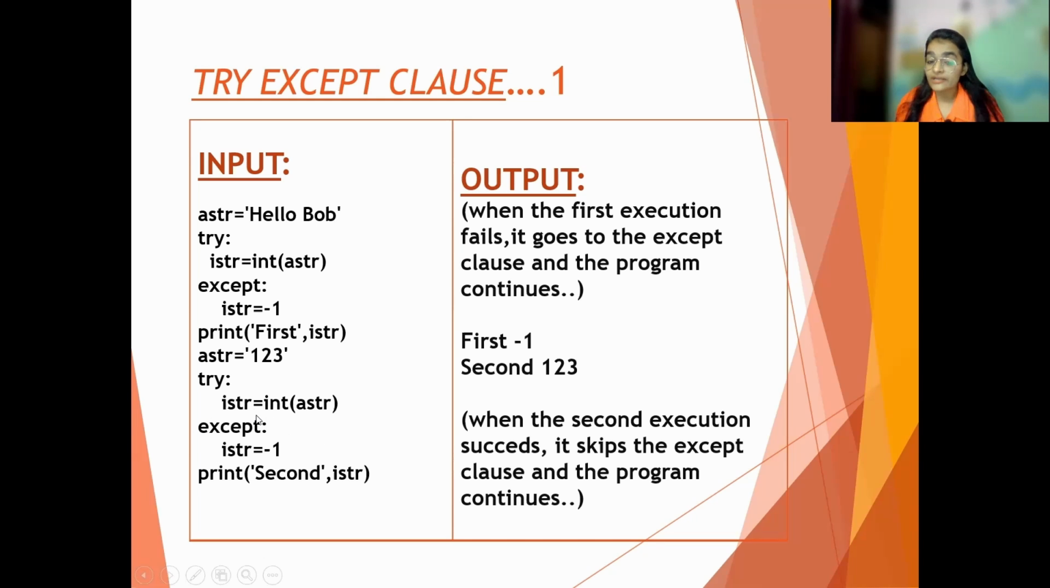Here the try is working. We have no problem converting 123 into integer format, so it will just skip the except clause and move on to the next line, and then it will print second, that is ISTR, which is nothing but 123. So the output of the program would be first -1 and then second 123, right?